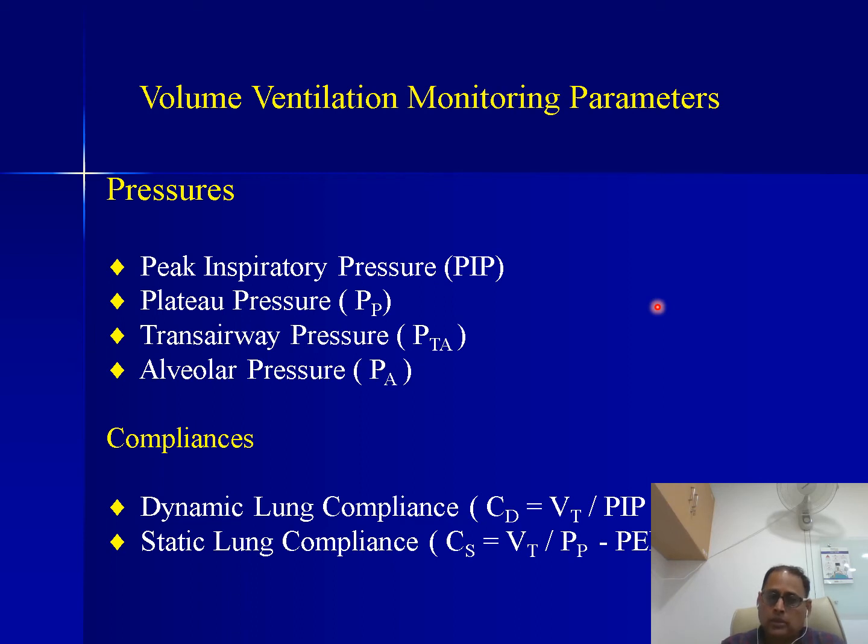A word about compliances. Dynamic lung compliance is nothing but tidal volume divided by the difference between the peak inspiratory pressure and the set PEEP. And the static lung compliance is the tidal volume divided by the difference between the plateau pressure and the set PEEP. Since, as you know, peak inspiratory pressure is always higher than the plateau pressure, the static lung compliance is always higher than the dynamic lung compliance.